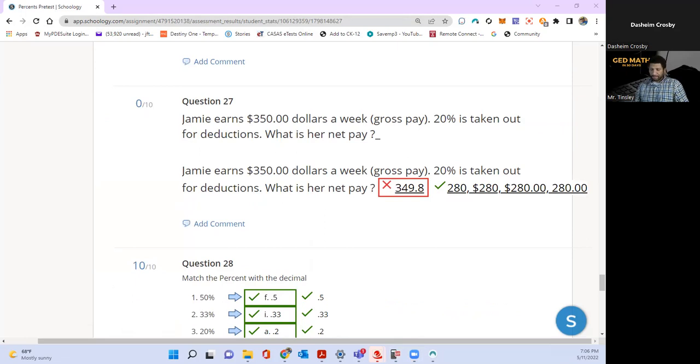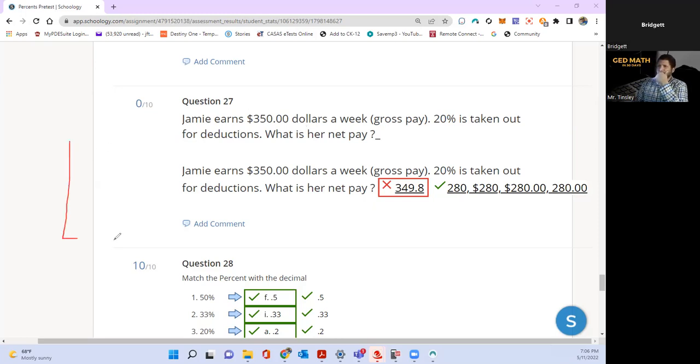What percentage? You said they're taking out 20. Would it be 230? I don't know. No, I'm not asking for the answer. What I'm asking you is this: if your total is 350, which is 100% of your check, but they're taking out 20% for deductions, what percentage of your check do you still have? 99, 90, 70? Okay, I'm a little confused. No, it's 80.